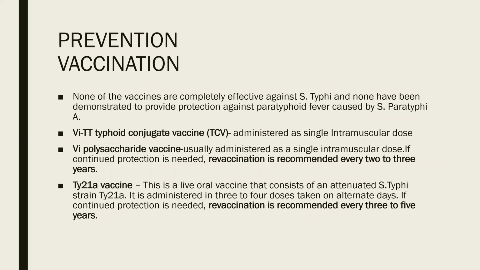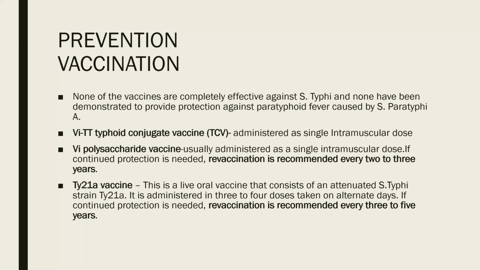And then the polysaccharide vaccine, which uses the Vi capsular antigen. That one is given as a single IM dose, and if you need extra protection, maybe you are going to a region which is hyper-endemic, you need to take a booster dose every 2 or 3 years. And then the Ty21a vaccine. The first two are killed vaccines, but the Ty21a vaccine is a live attenuated vaccine. That one is taken for 3 to 4 doses on alternate days. So day 1, day 3, day 5, day 7.